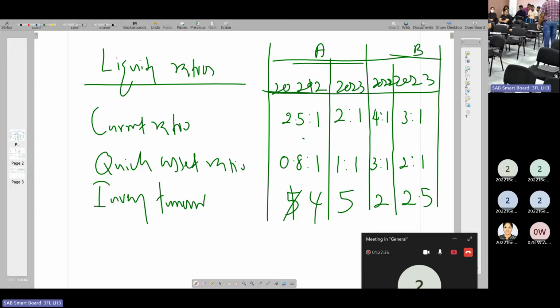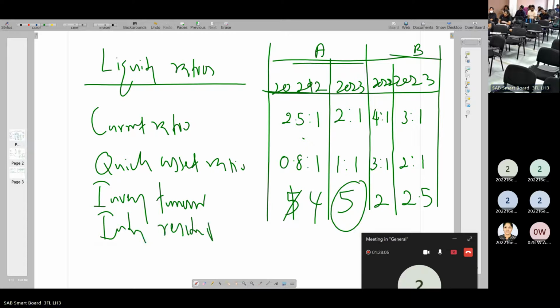How do we calculate inventory turnover? Cost of sales divided by average inventory. Now if inventory turnover is 5, is this good or bad? It's good, very good. Frequently they adopt an inventory residence period: 365 divided by 5.